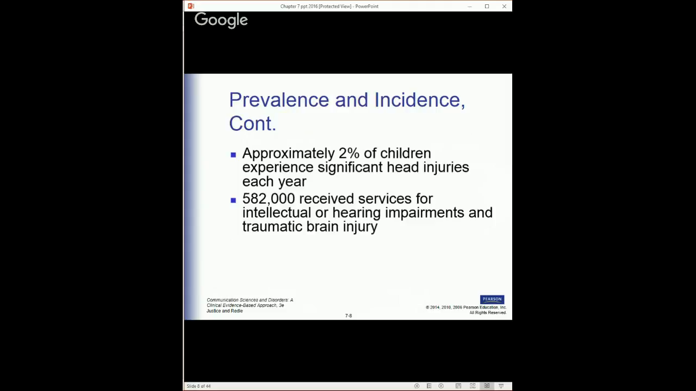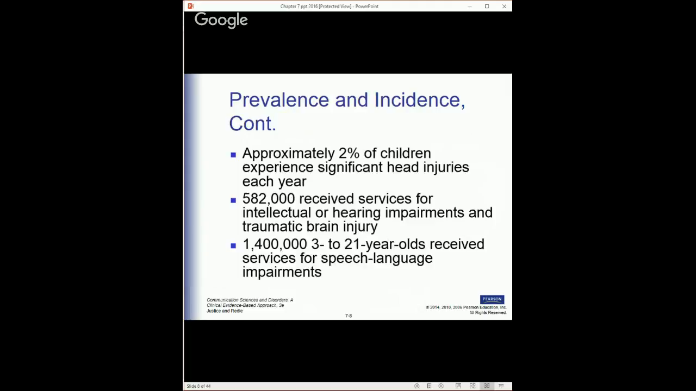582,000 received services for intellectual or hearing impairments and traumatic brain injury. 1.4 million 3 to 21-year-olds received services for speech language impairments. And that population from 18 to 21, I'll point out, you might think, well, at 18 you graduate from high school, but some children who have more severe intellectual disabilities can be served through the school system up to age 21.